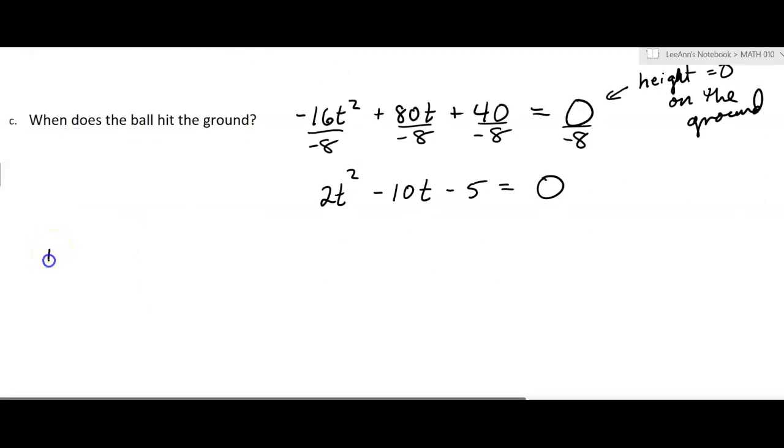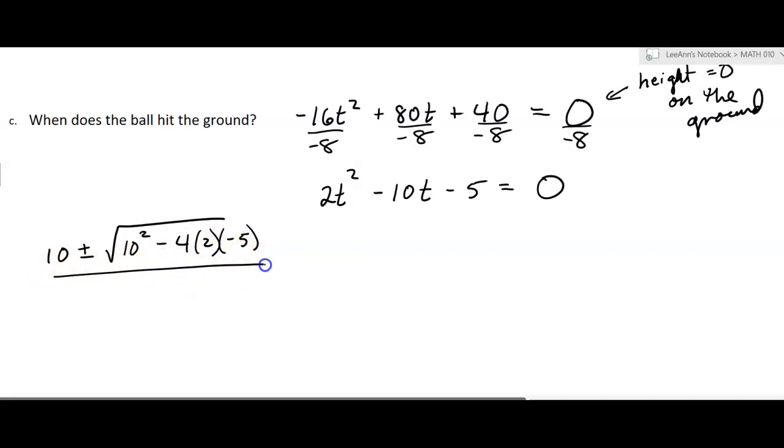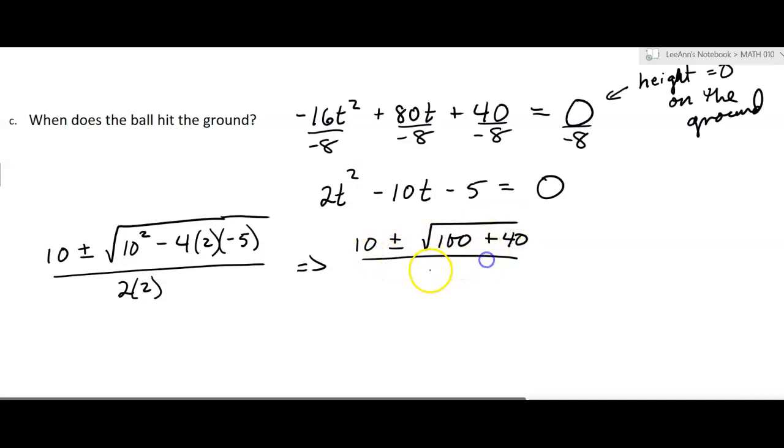So the opposite of b plus or minus the square root of b squared minus 4 times a times c, all over 2 times a. And that's going to be, let's see, 10 plus or minus the square root of 100 plus 40, over 4. Or 10 plus or minus the square root of 140 over 4.